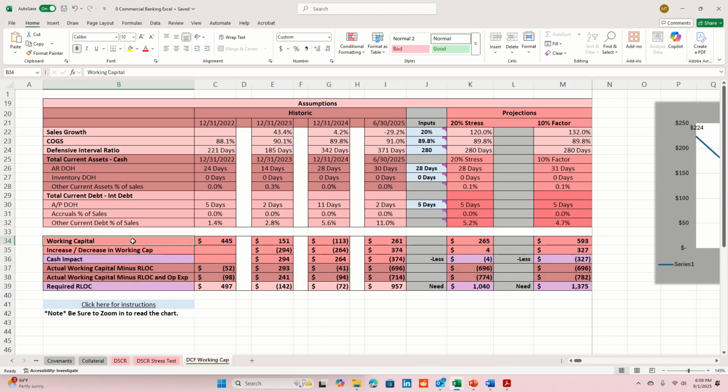Let me explain it. If you read the chapter, you understand how working capital works. Working capital tells us how much current assets we have minus how much current liabilities we have. On its own, it doesn't tell us very much. However, we can take the increase and the decrease in working capital.